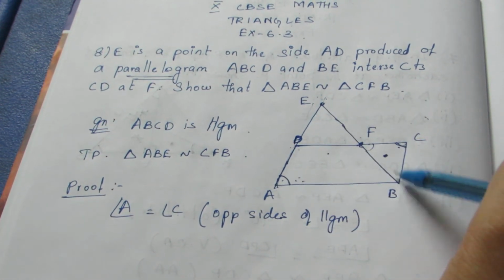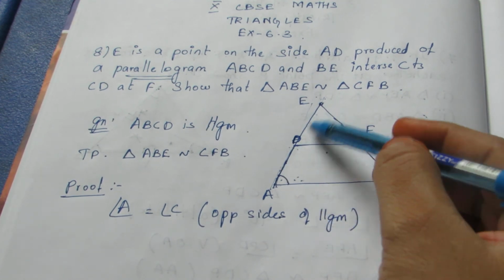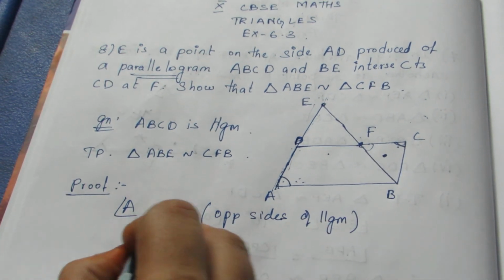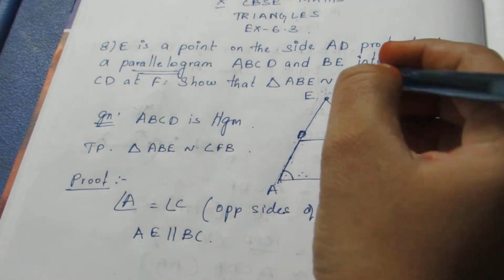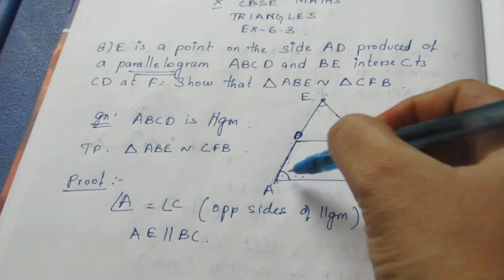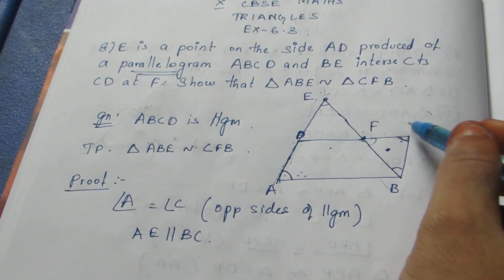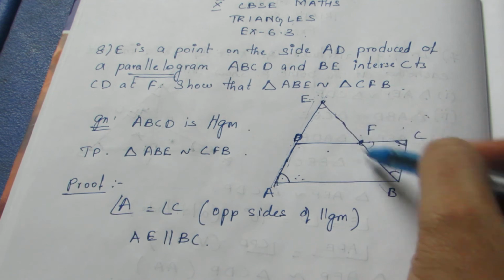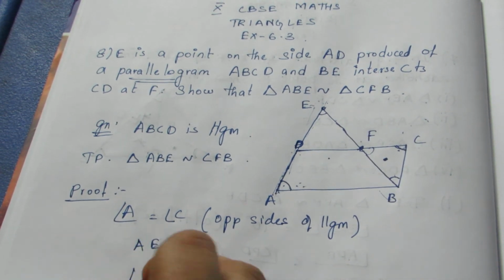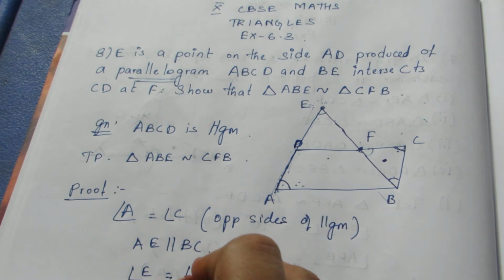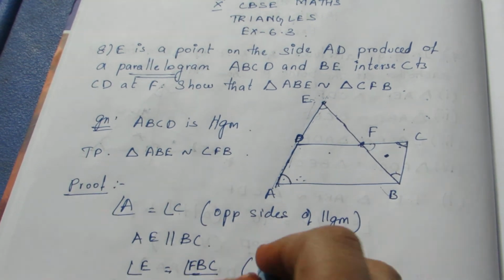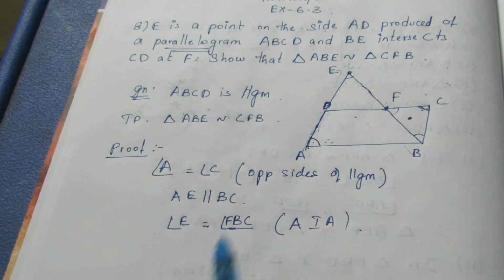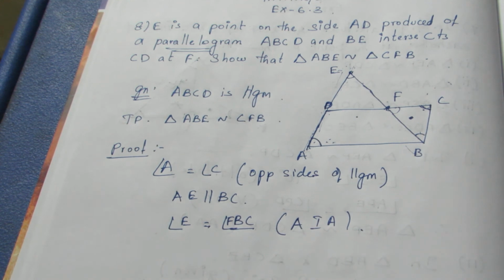Here we know that these two lines are parallel because it is a parallelogram, the extension of a parallelogram, so the lines will be parallel. So AE is parallel to BC. Therefore this angle is equal to this angle because it is in Z shape in between the two parallel lines. So they are alternate interior angles, so they are equal. Angle E is equal to angle FBC because of alternate interior angles. They are in between two parallel lines in Z shape, so they are equal.